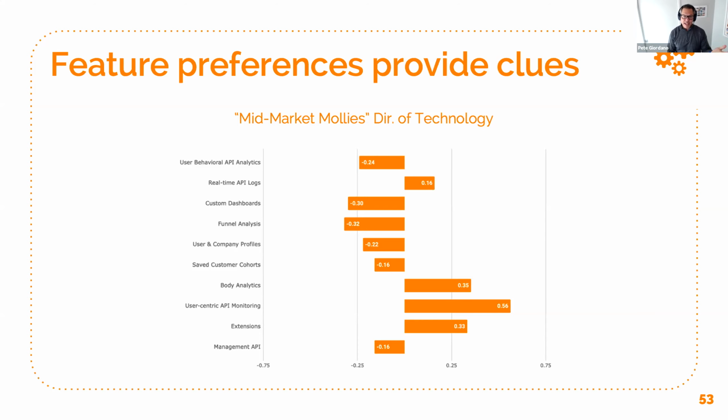My scale here is a -1 to a 1. It's always on that scale for a max diff. And that's how the data gets normalized because of the math. And anyways, it's very clear. The things pointing to the right are features that the mid-market Mollies of the world prefer. Body analytics, user-centric API monitoring, extensions. You could redo this and actually do it along benefits that they're looking for, right? Supposed benefits. I won't get into the details of this, but I actually have some backup. If we want to explore this a little later, we can.